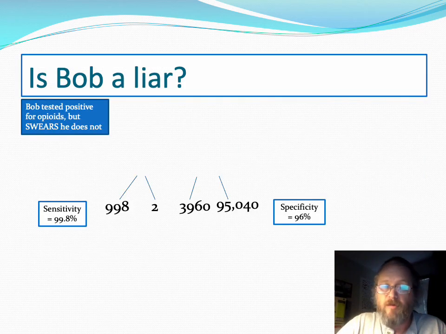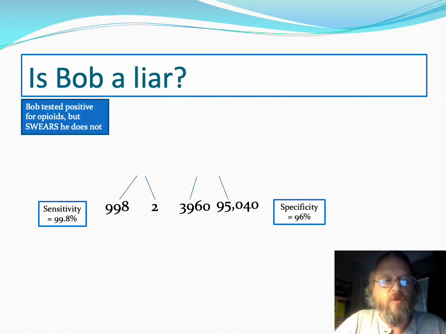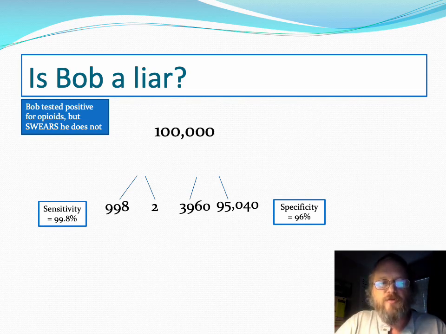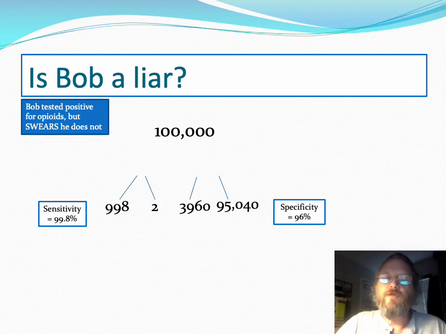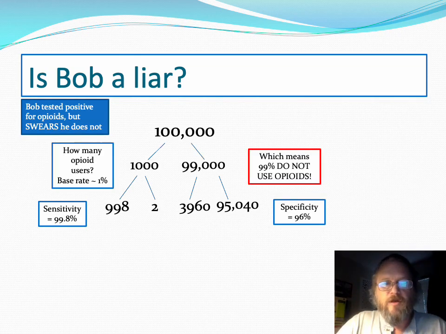So, is Bob a liar? Okay, my animation's a little screwed up here, but we'll work through it. So remember, Bob tested positive but swears he does not use opioids. So we're going to start off with our standard population, 100,000, and we calculate the base rate, so 1%, so it's 1,000. That means 99% do not use opioids. Don't forget that. And so this is where our sensitivity comes in.